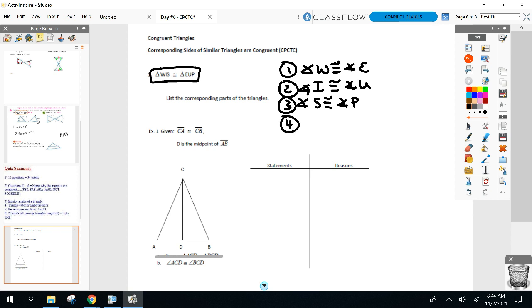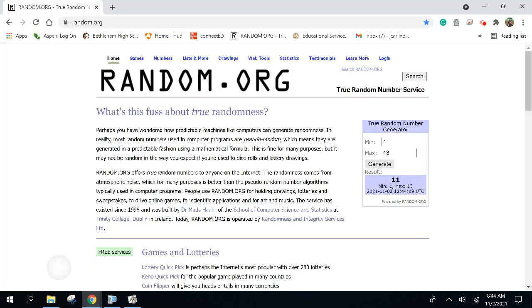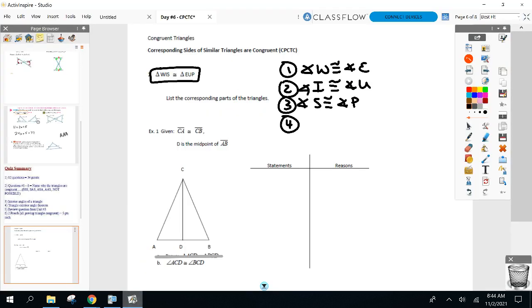All right, now we got to go sides. What sides are equal? Dig deep. Don't get nervous. 4. Side WI is equal to EU. Yep. WI and EU are congruent.